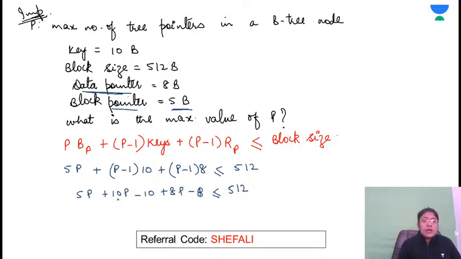Just simplify this. 5, 15 and 23P minus 18. So this side it comes out to be plus. So this comes out to be less than or equal to 530. So P will be less than or equal to 530 divided by 23. What will be the value?